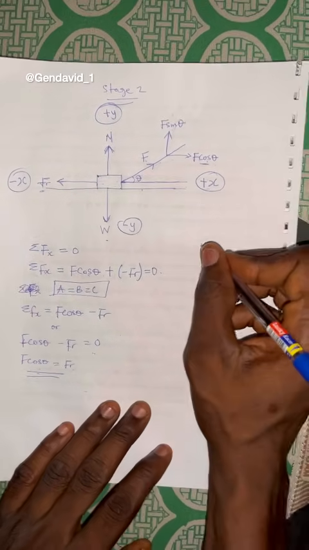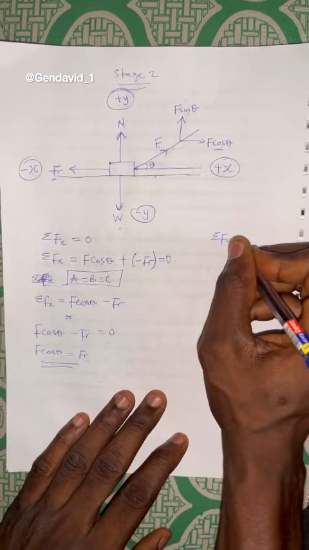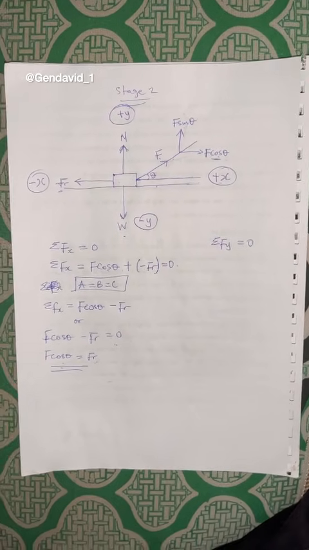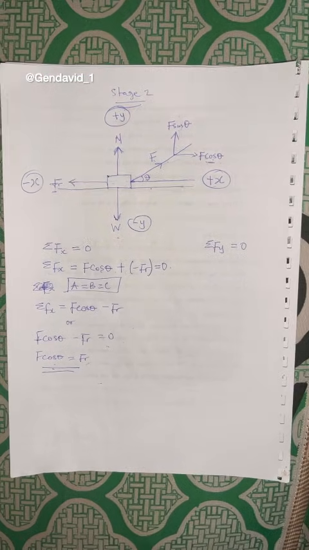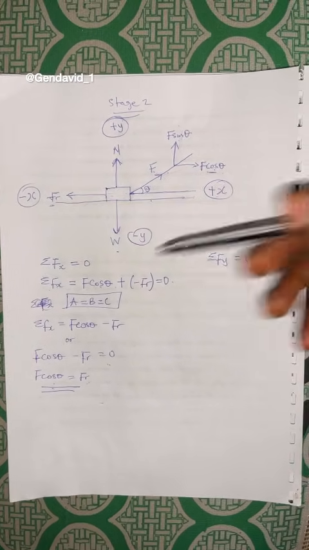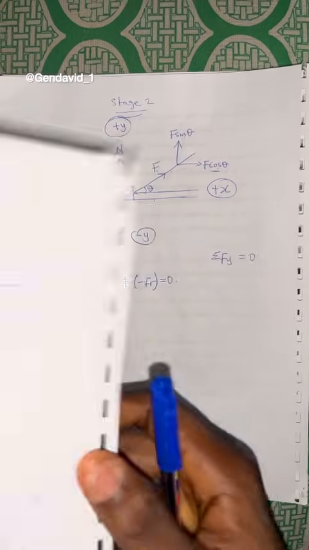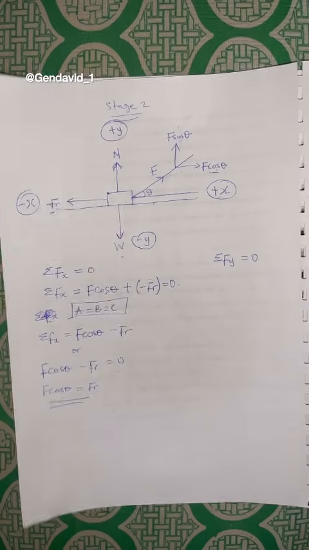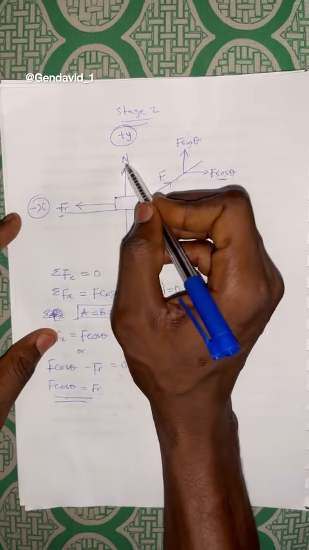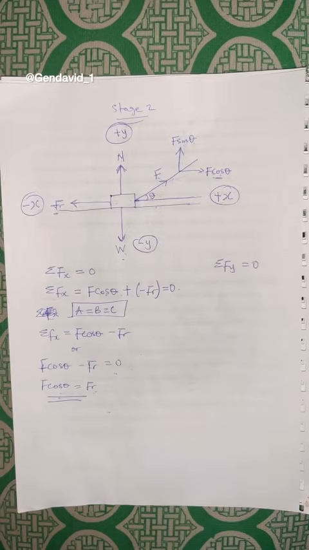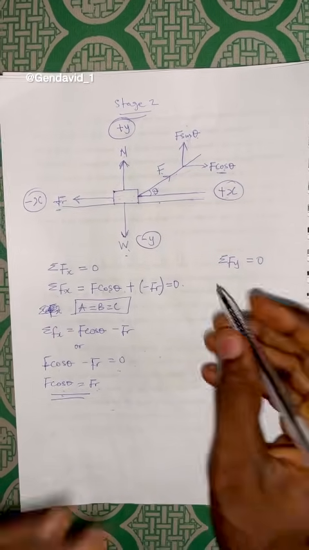Now let's go for the vertical, everybody. Summation Fy is equal to 0 according to the vertical analysis as well. If you are going for the vertical analysis of this one, you should all agree with me that this time around, unlike the other one we solved where we only had 2 forces for the horizontal, this one we have 3 forces. We have N, which is the normal force, we have F sin theta, then we have weight. There are 3, so you still have to do the same thing.